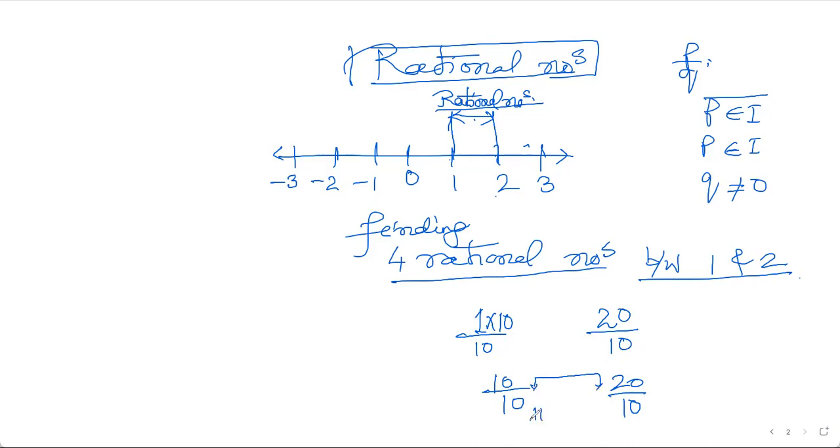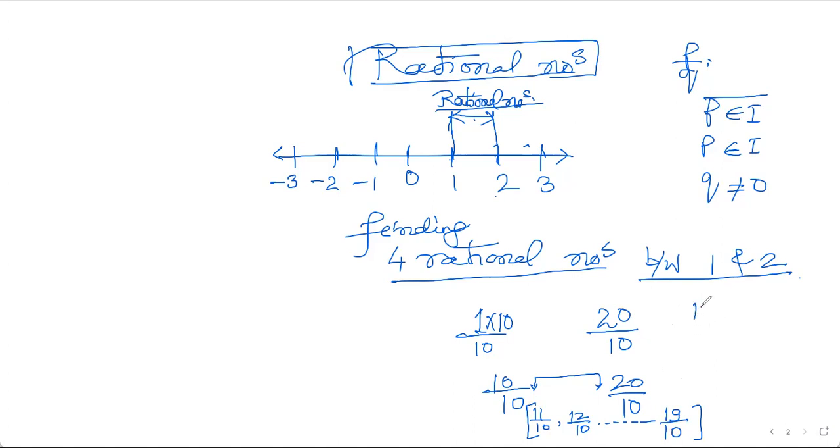That is 11 by 10, starting from 11 by 10, 12 by 10, and going up to 19 by 10. So how many numbers are there? You can find 4 numbers very easily.